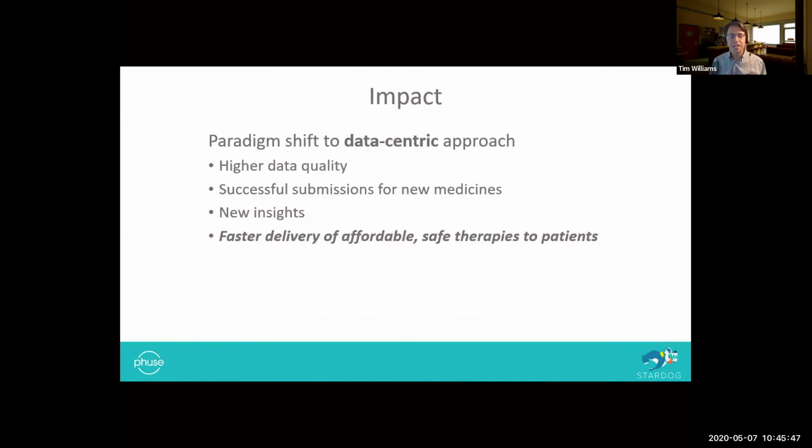The impact of these changes is profound. It represents a paradigm shift in how we think about data. The results are higher quality data and successful submissions for new medicines at lower cost, gaining new insights through inference and supportive technologies like AI and machine learning, but overall, faster delivery of affordable, safe therapies for patients in need.